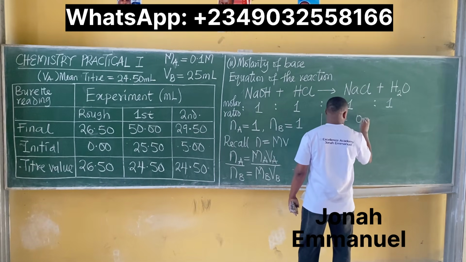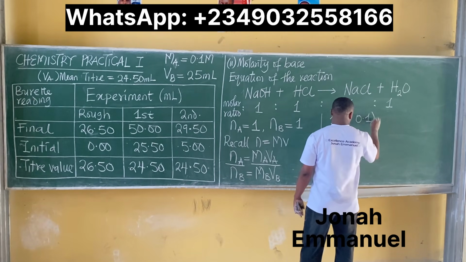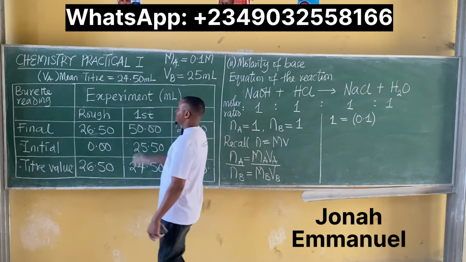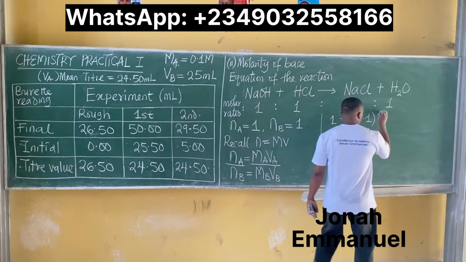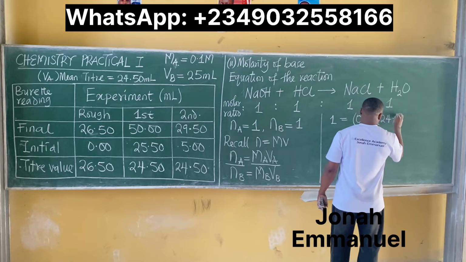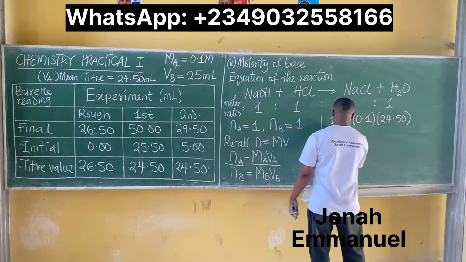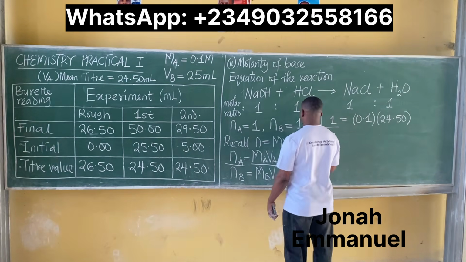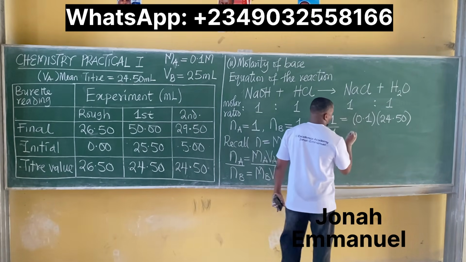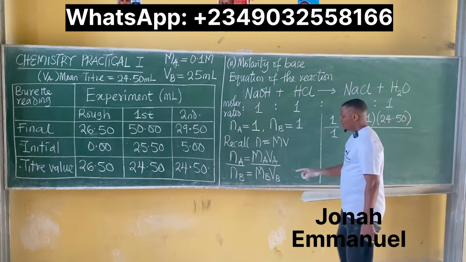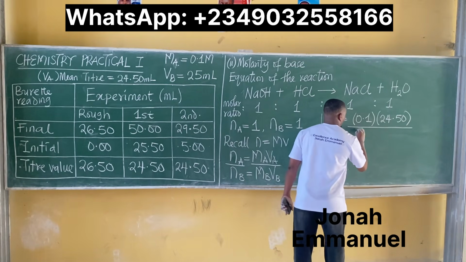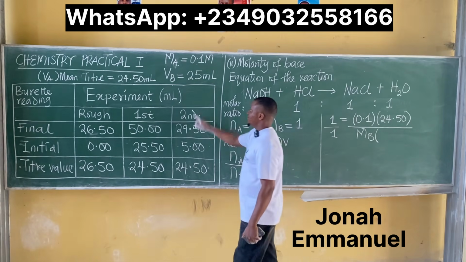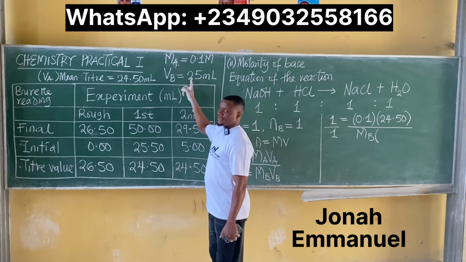That is 0.1 molarity of acid times volume of acid. Volume of acid is mean titer, 24.50. That's 24.50 all over the number of moles of the base, which we've gotten here from a balanced reaction, is 1, all over molarity of base. So I'll call this unknown molarity of base times the volume of the base, which is the volume of the pipette, which we are given there in the question.